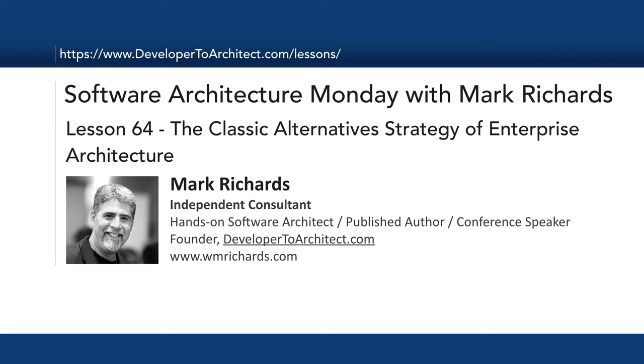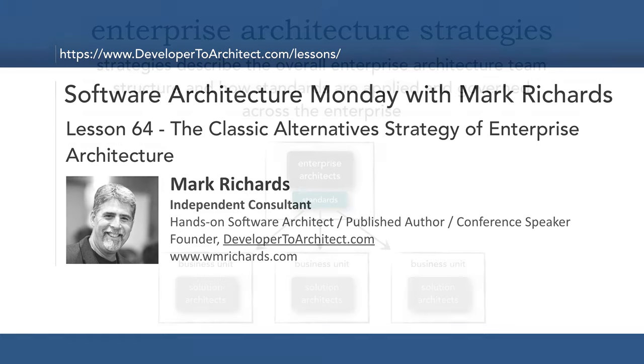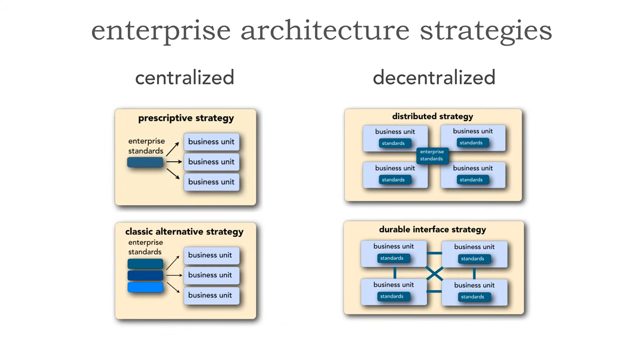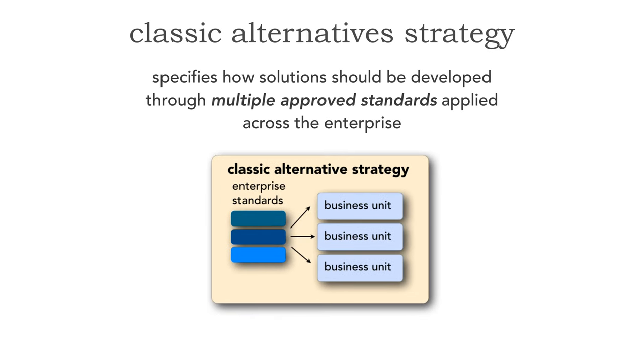In today's lesson number 64, we'll take a look at the classic alternative strategy of enterprise architecture. What we learned in lesson 62 was that the enterprise architecture strategies describe the overall enterprise architecture team structure, again, whether it's centralized or distributed, and how standards are applied and governed across the enterprise. And those standards could be based on technology, architecture, methodology, and process. Let's take a look at, again, all four of these. In the prior lesson, we took a look at the prescriptive strategy. In this lesson, we'll stick with the centralized and look at the classic alternatives strategy.